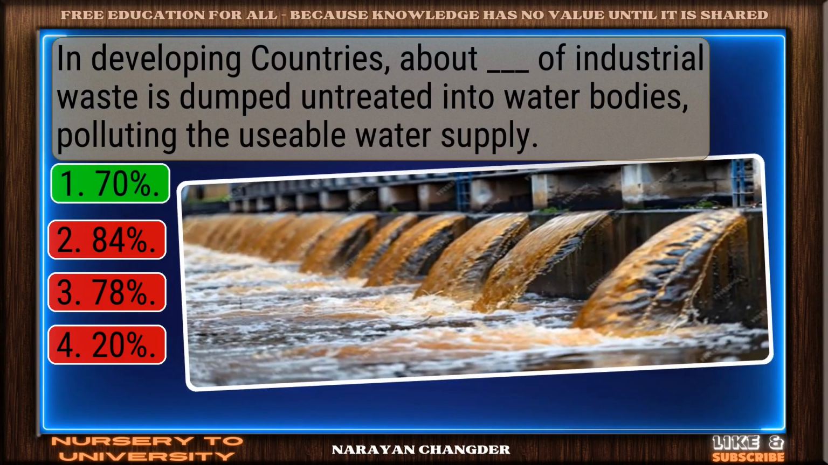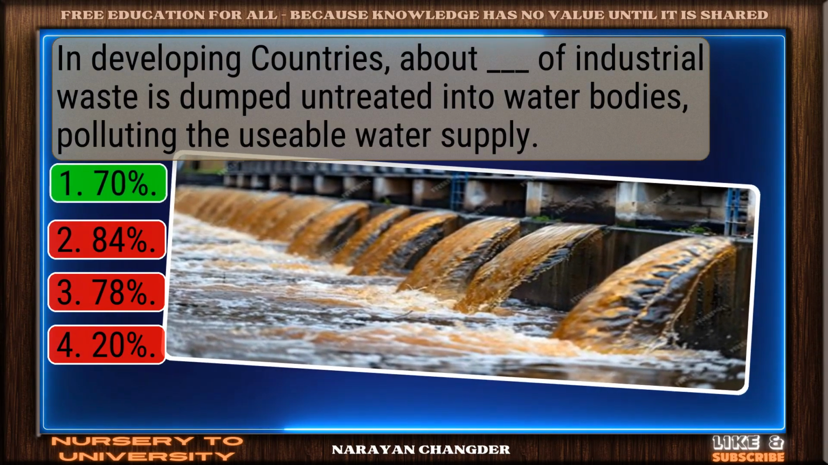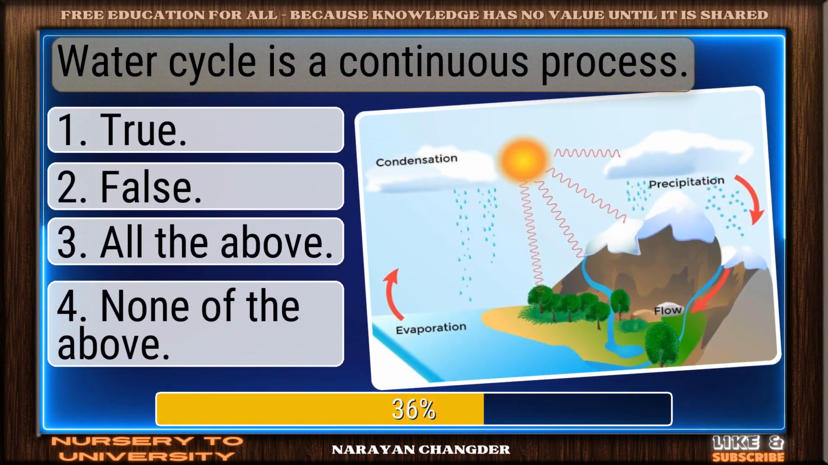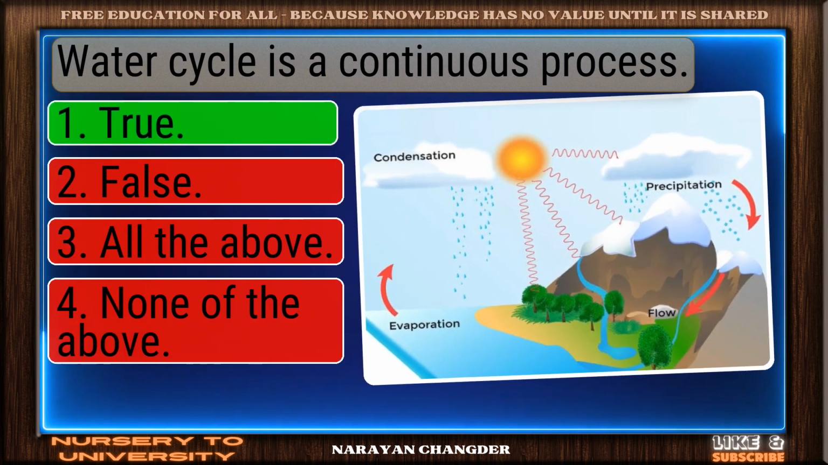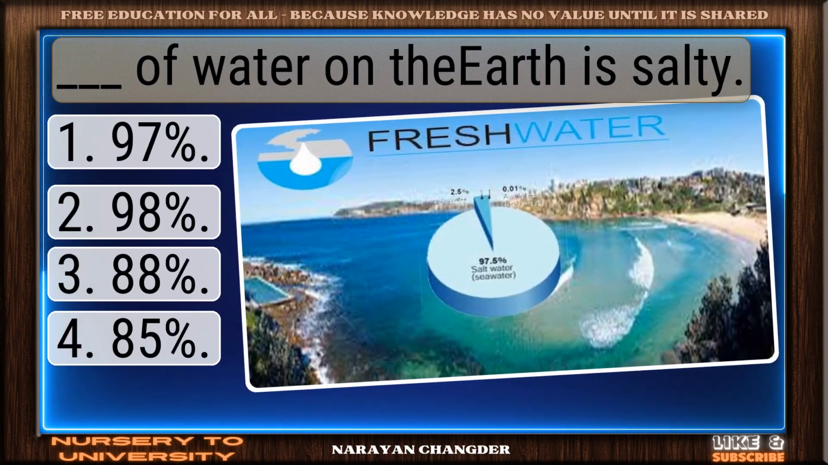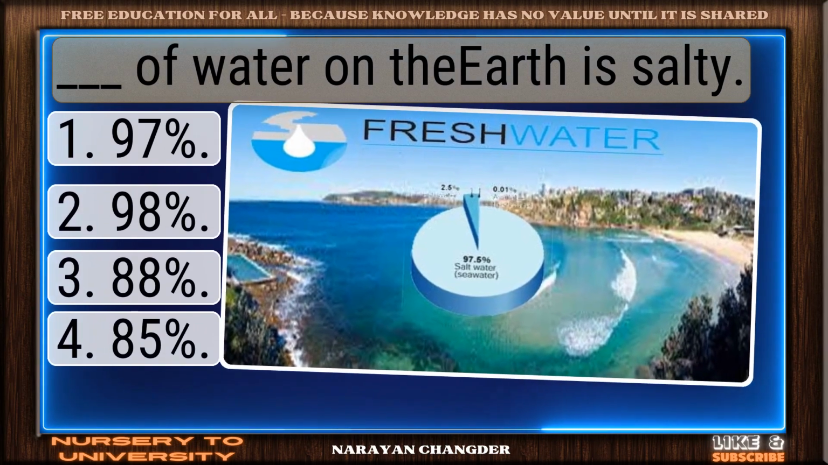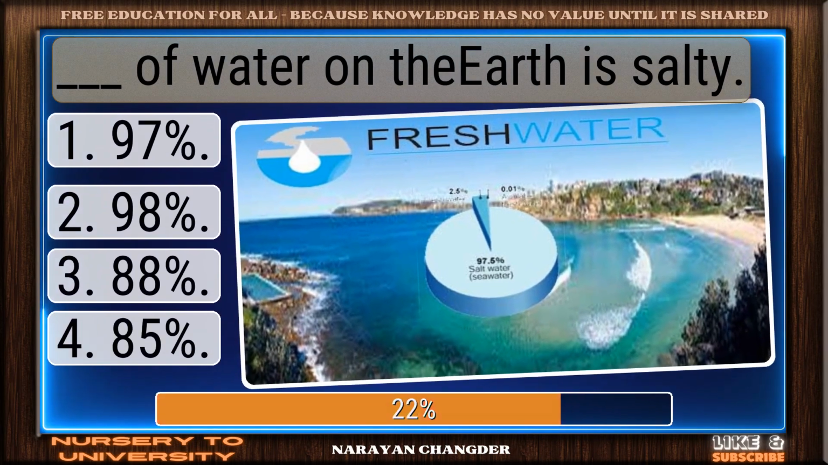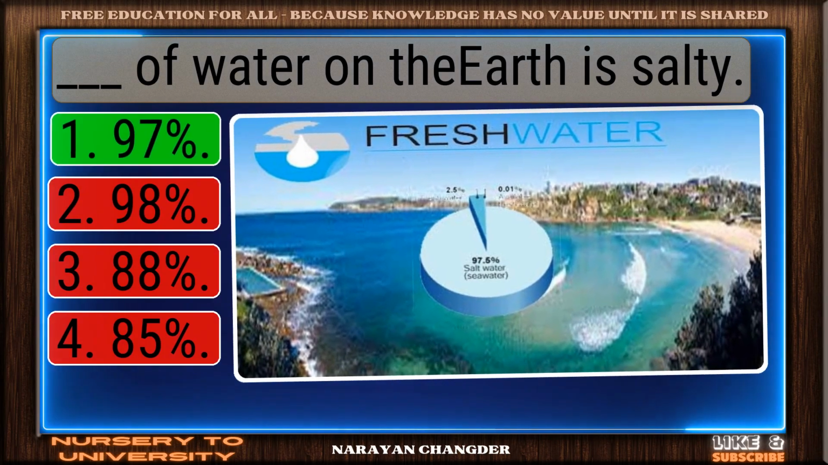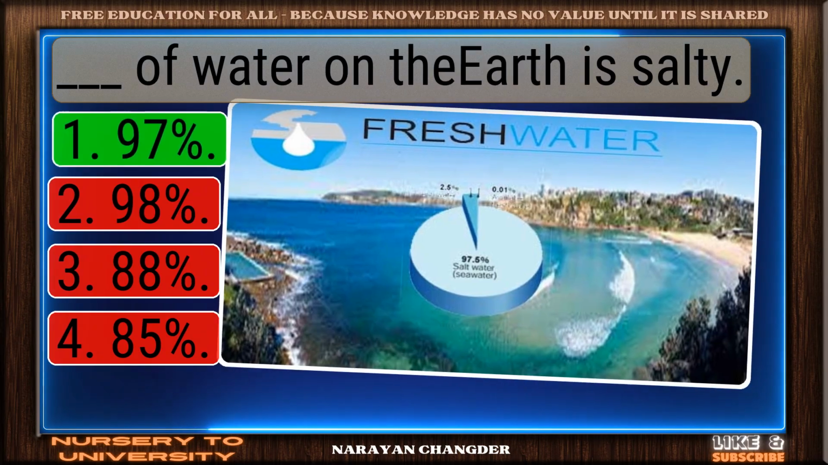Exactly. 70% makes sense, and it is the right choice. Water cycle is a continuous process. Correct. True is the right answer. Dash of water on the earth is salty. Smart move. 97% is an accurate answer.